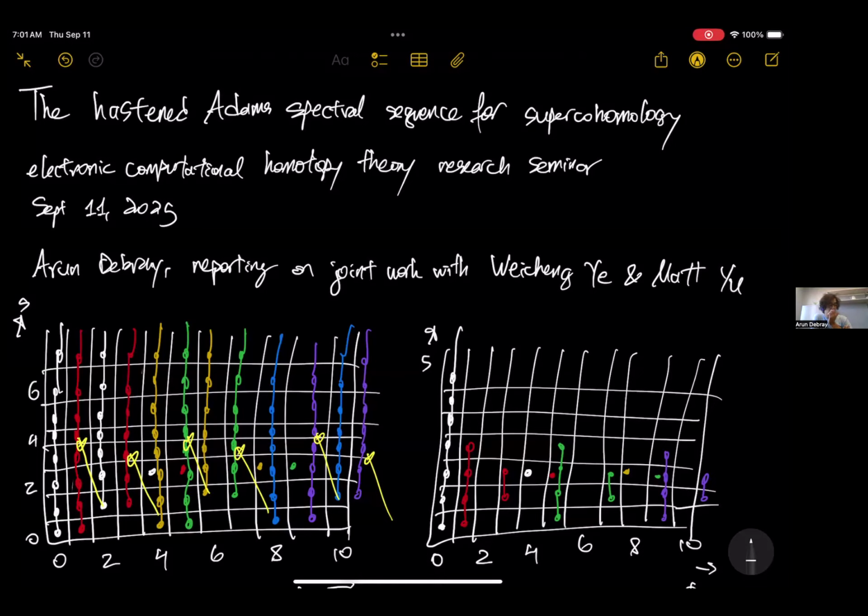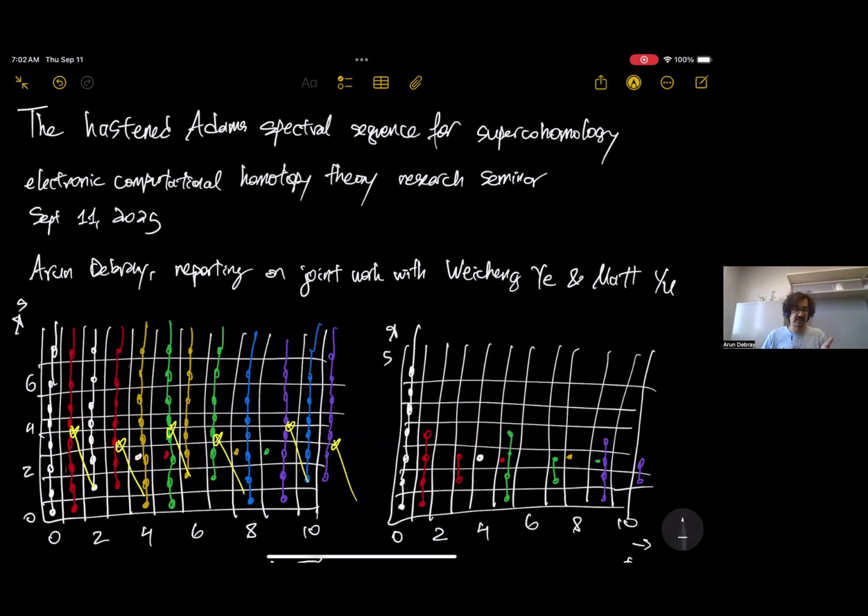So in order to tell you about the Adams spectral sequence or supercohomology, well, I've got to tell you about what supercohomology is. I've got to tell you about what Adams spectral sequences are. And it would also be good for me to say why on earth we are doing this. So I'm going to do all of those things.